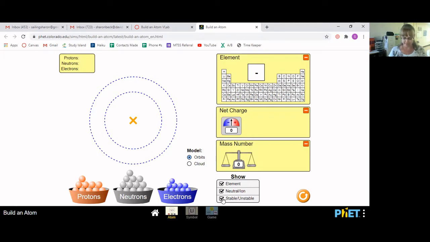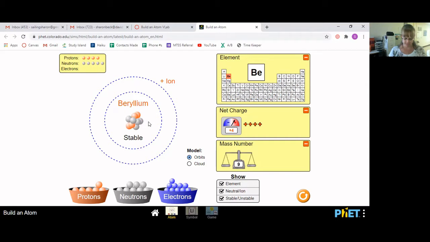Build a beryllium atom. Click and drag protons into the nucleus until it says beryllium. Okay, so we've made hydrogen, helium, lithium, beryllium. Add neutrons until it says stable. Notice right now it says unstable. Wow, taking a lot of neutrons.